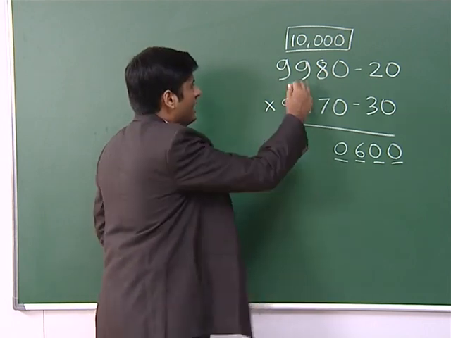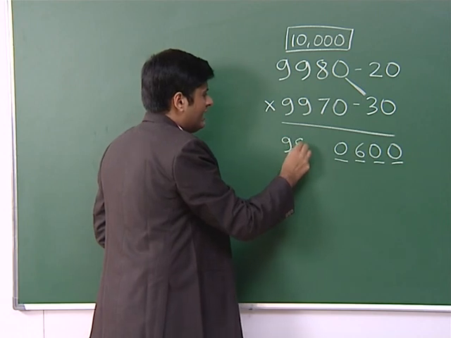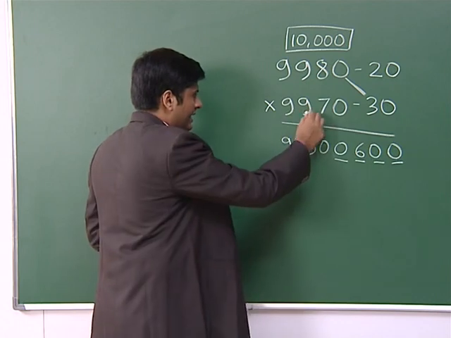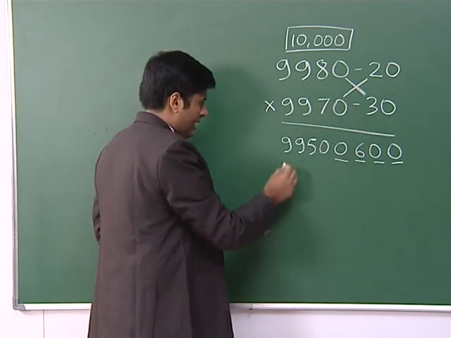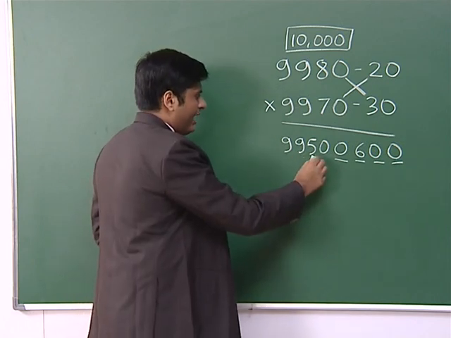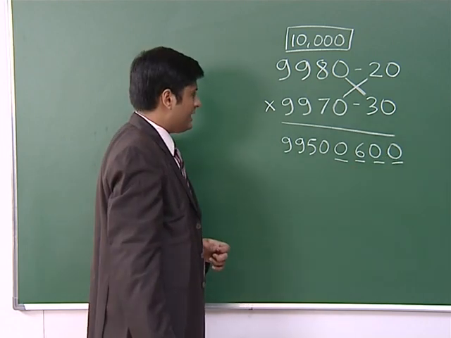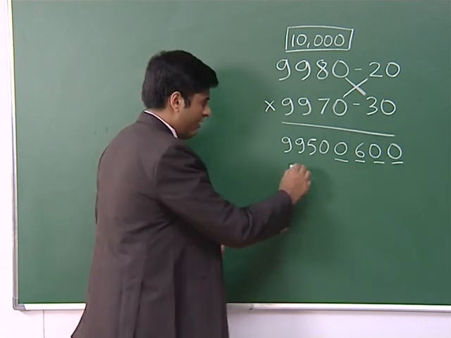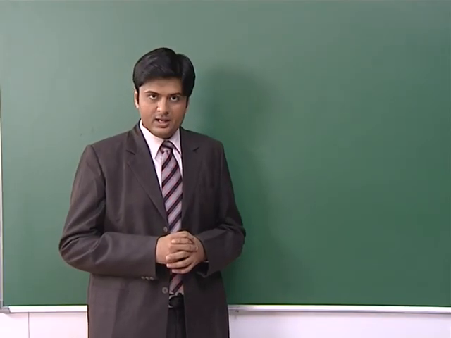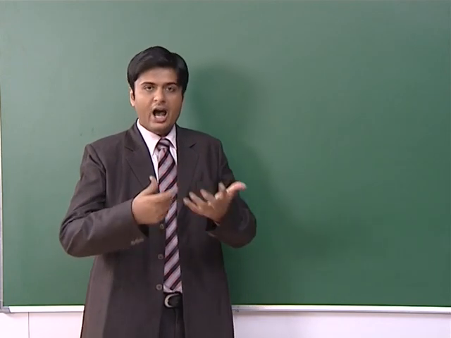And the last step says find the cross answer. So I go cross. 9980 minus 30 would give me 9950. Alternatively, I can take 9970 minus 20, 9950. My final answer is 99500600. Thus, you see with Vedic Maths, we can get the answer very fast. Friends, we saw how to multiply numbers below the base. Next, let us see how to multiply numbers above the base.